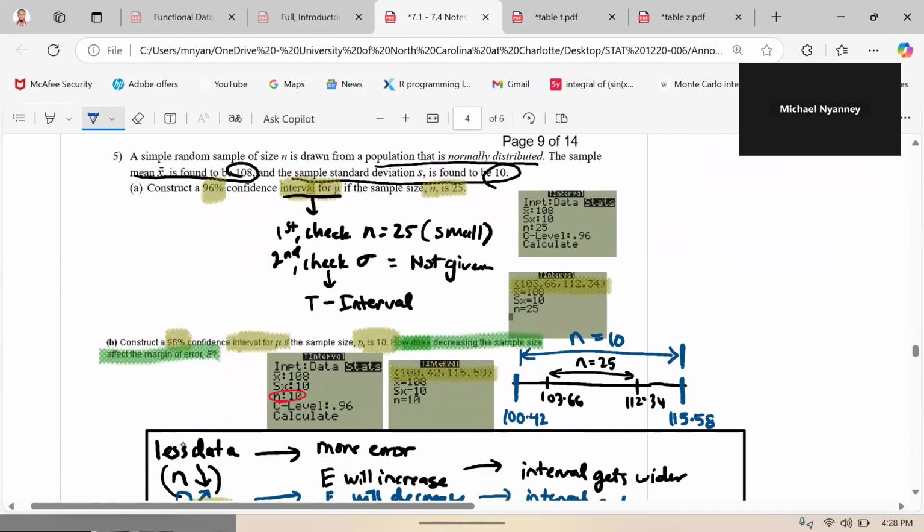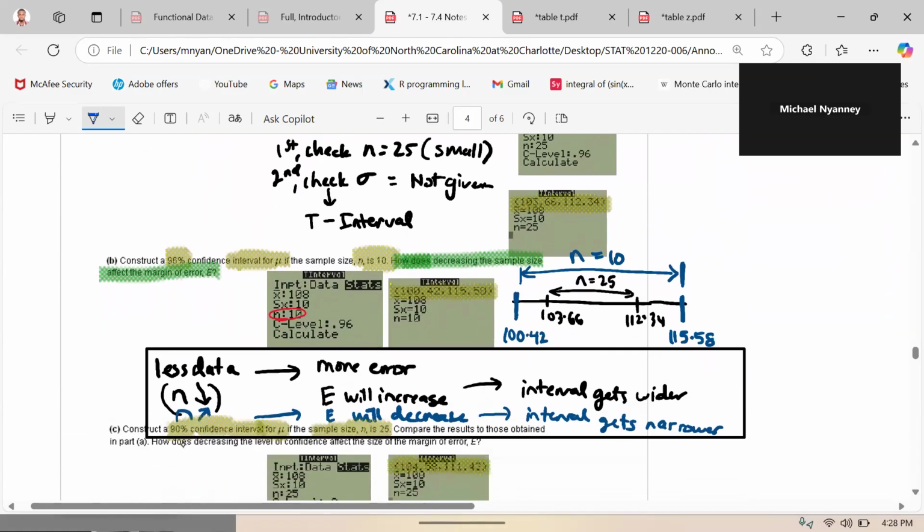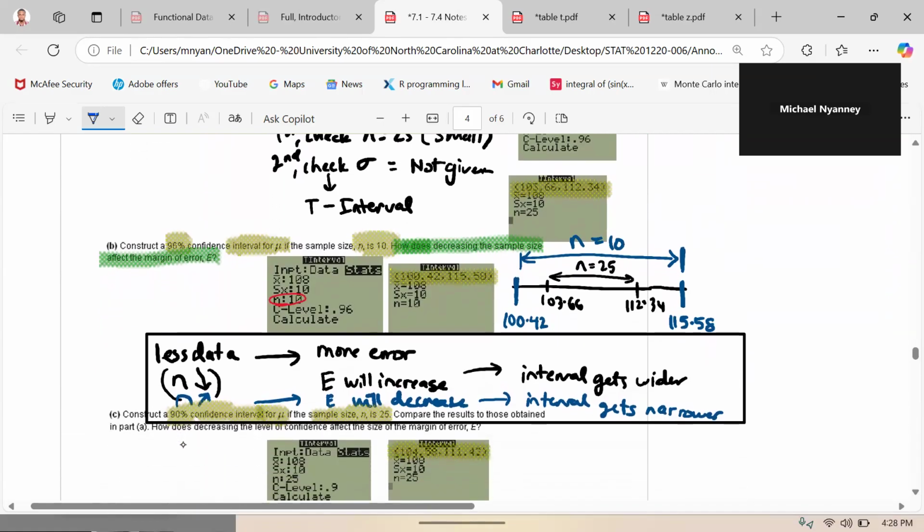So in this question, you do your 96% confidence interval. So n is 25, you use t, and we have the sample standard deviation. Okay, so we use t. So these are the two things you have to note. After calculating it, we were asked some questions. You have to construct a 96% confidence interval for mu if the sample size is 10.